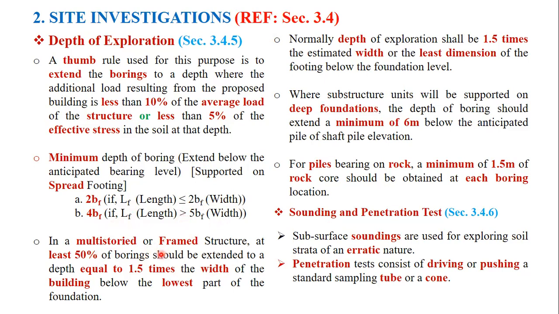For a multi-storied frame structure, at least 50% of the borings should be extended to a depth equal to 1.5 times the width of the building below the lowest part of the foundation. Normally the depth of exploration shall be 1.5 times the estimated width, or the least dimension, of the footing below the foundation. If substructure units will be supported on deep foundations, the depth of boring should be extended a minimum of 6 meters below the anticipated pile shaft. For piles bearing on rock, a minimum of 1.5 meters of rock core should be obtained at each boring location.